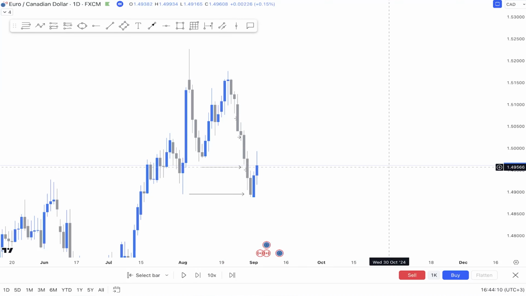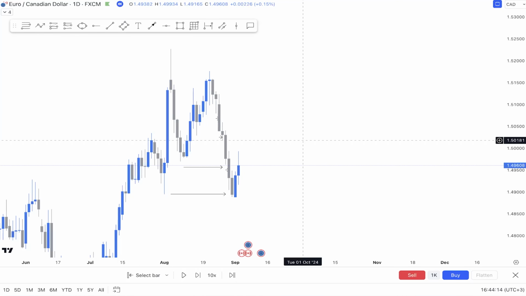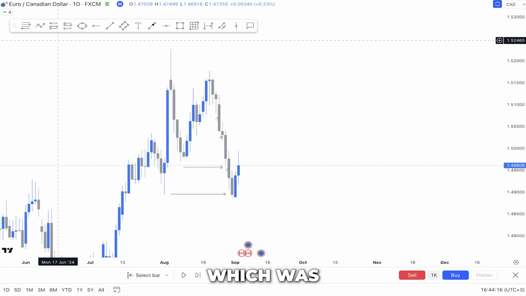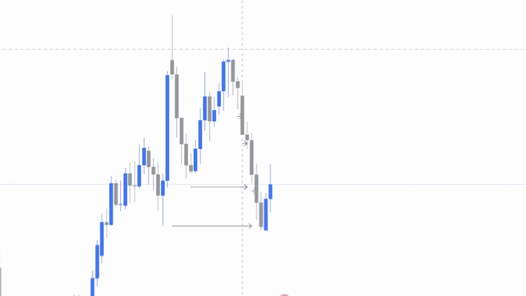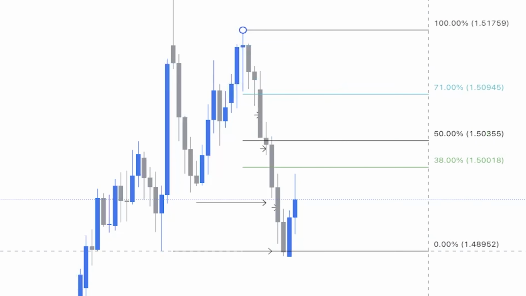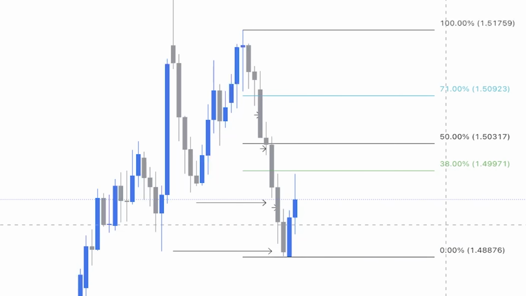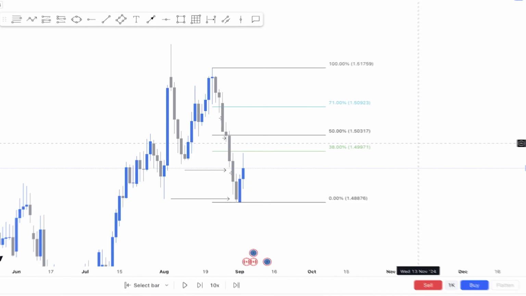Once again, the first step is market structure. After I saw this, I decided to draw my daily range, which was of course a bearish one, from this high to this newly created low that broke structure. So this was the daily bearish range.